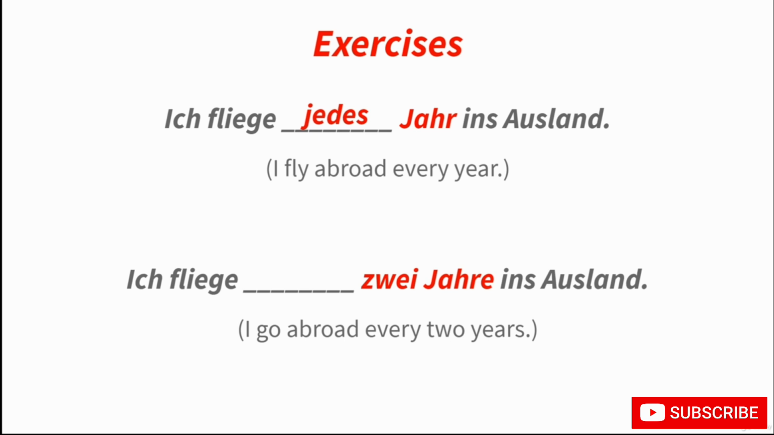The meaning of this sentence is I go abroad every 2 years. What is the answer? Alle. Why? Because it's not every year, but more than one: every 2 years, every 3 years, every 4 years. It must be used with alle.